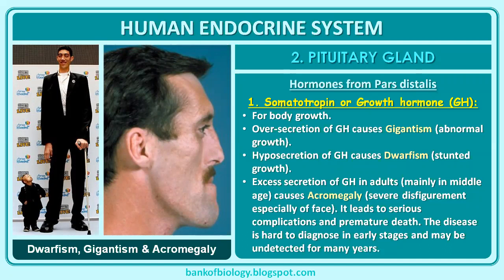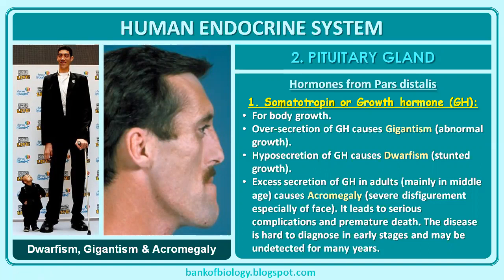Somatotropin or growth hormone functions for body growth. Then the disorders also play a vital role in endocrinology. Hypersecretion of growth hormone causes gigantism, which is abnormal growth. Hyposecretion in children, below 18 or 20 years of age, causes dwarfism, that is stunted growth. These two contrasting issues you are observing here: during growing ages, hyposecretion, dwarfism; hypersecretion, gigantism.